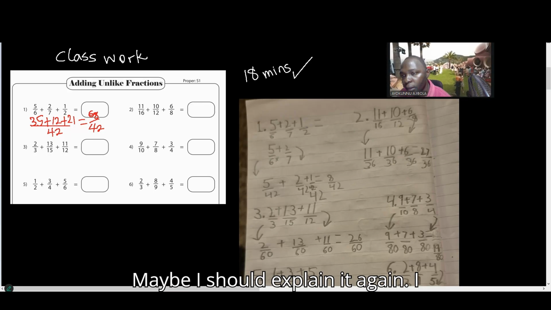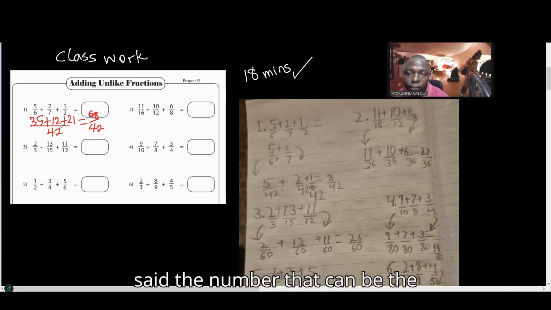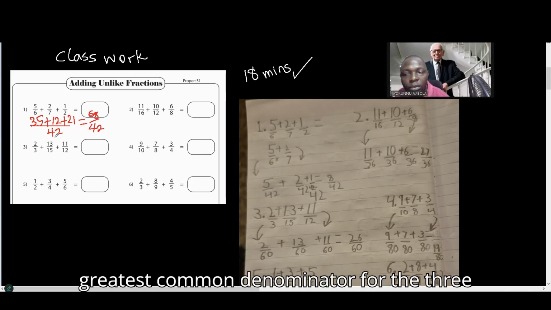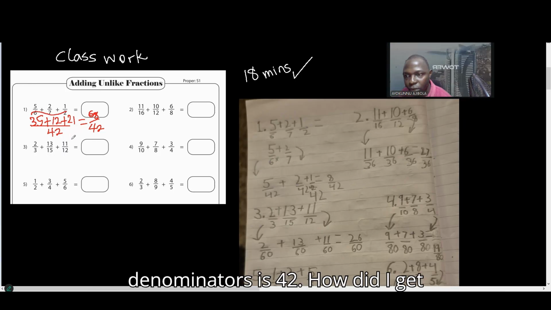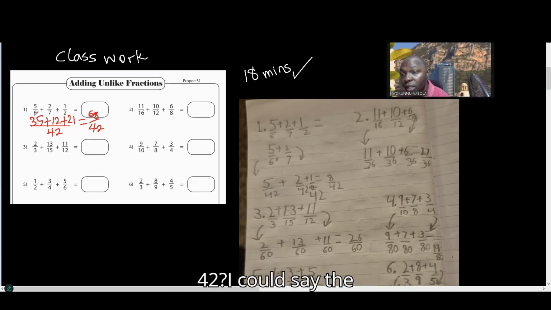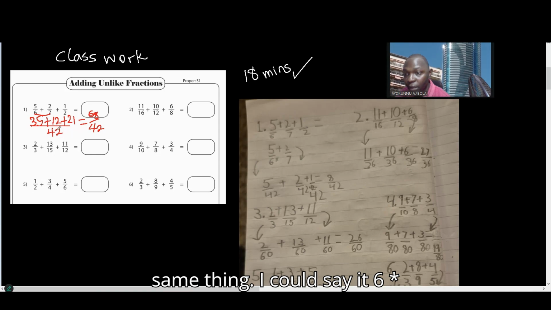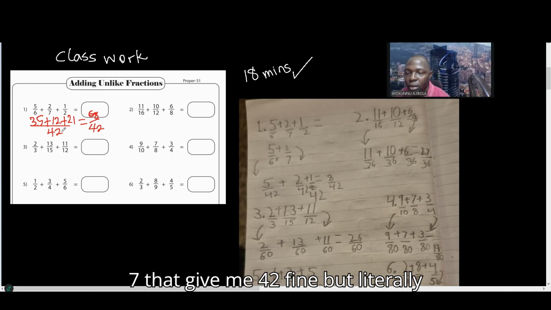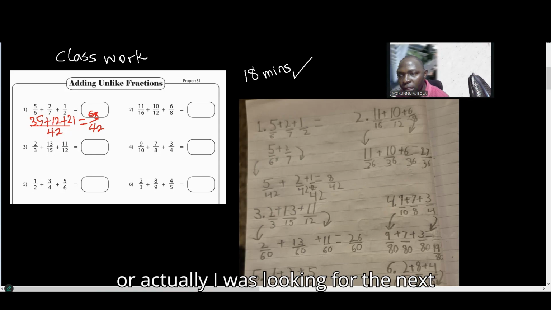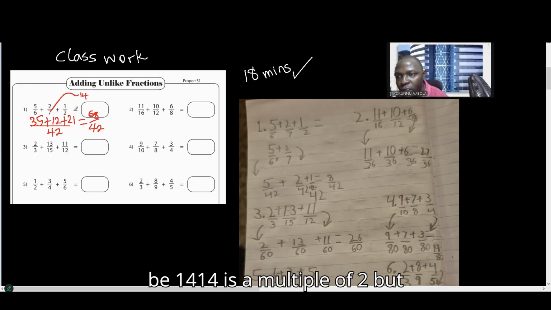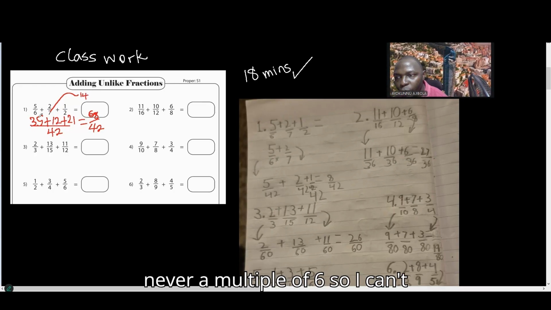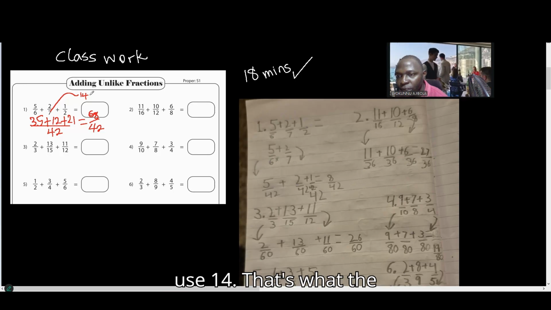Maybe I should explain again. I said the number that can be the greatest common denominator for the three denominators is 42. How did I get 42? I could say it's 6 times 7, that gives me 42, fine. But actually, I was looking for the next multiple of 7, which would be 14. 14 is a multiple of 2, but never a multiple of 6. So I can't use 14.